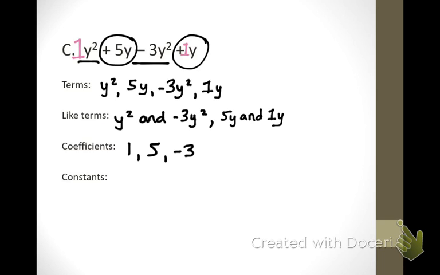Let's look at the last part. We're looking for constants. Remind me again, guys, what is a constant? A number that stands alone. That means the number that's not attached to any other variables. What are my constants here? There are none. You don't have to make up that there's any. You just simply write none because there are none.